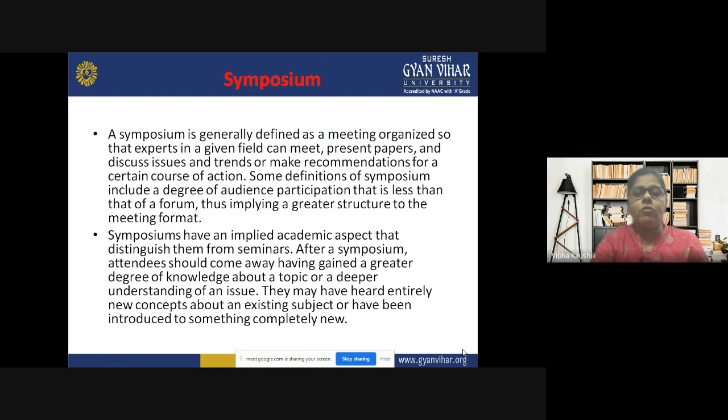Some definitions of symposium include a degree of audience participation that is less than that of a forum, implying a greater structure to the meeting format. Symposiums have an implied academic aspect that distinguishes them from seminars, which means there is a difference between a seminar and a symposium.